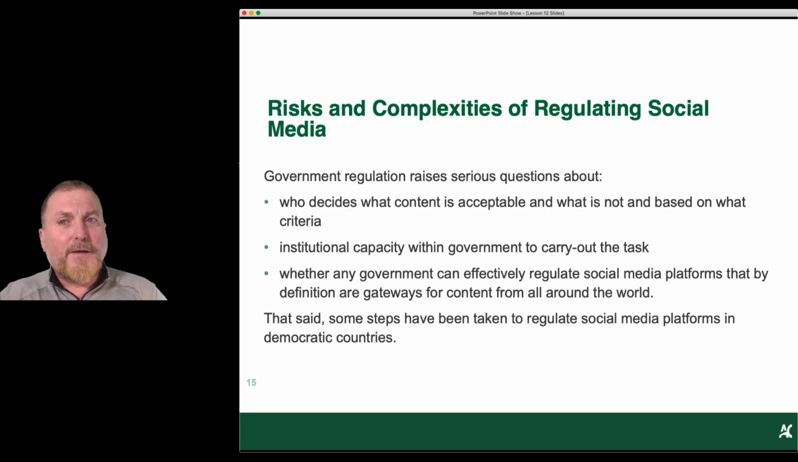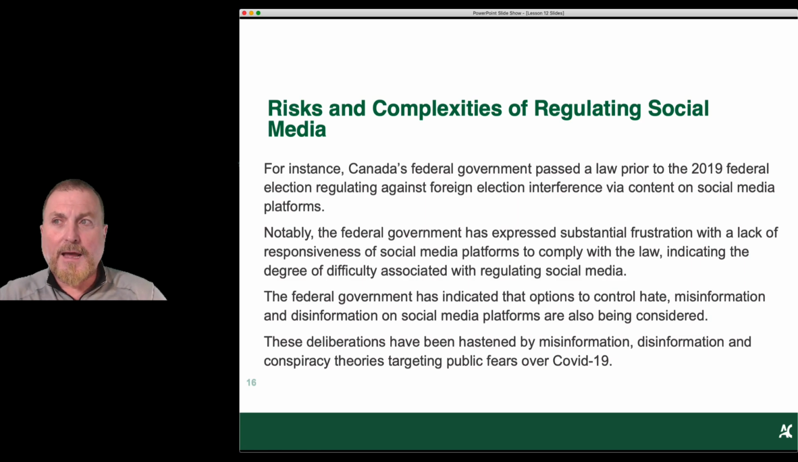Whether any government can effectively regulate social media platforms that by definition are gateways for content around the world is a significant challenge, right? So it's more likely that there would be more regulation that imposes that obligation on the social media corporations rather than dictating specifics by an individual government, okay? And let's give you some examples, because some of that has already begun to happen.